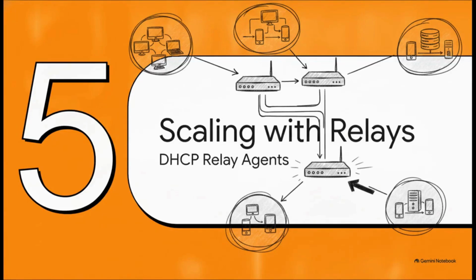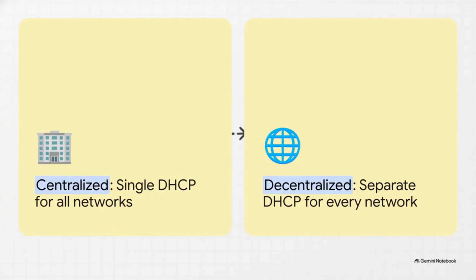Section 5. Scaling with relay agents. When you design a network, you essentially have 2 choices for your DHCP server deployment. You can go decentralized, which means you configure a separate DHCP pool on every single router for every single network. Or you can go centralized, having one single DHCP server handling IP assignments for all the different networks in your enterprise. Now, scaling usually demands a centralized deployment, but there's a pretty big catch.